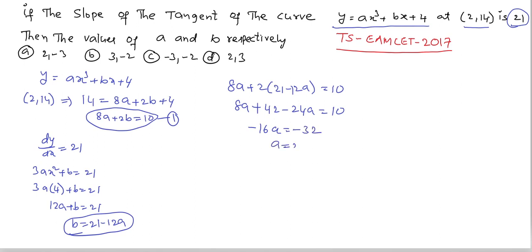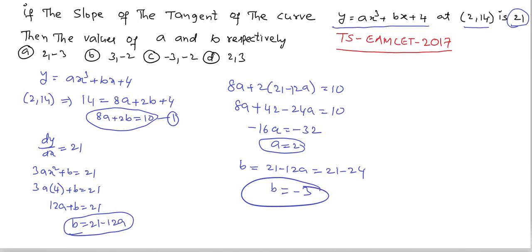So a is equal to 2. Substituting the a value in b, that is 21 minus 12a, so b is equal to minus 3. So the a value is 2 and the b value is minus 3. Here the first option is the correct answer.